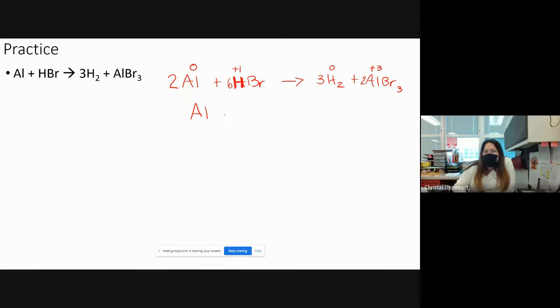I'm not skipping anymore. All right, so my aluminum is going from here. It's going to Al 3+, so it's given off 3 electrons, yes? Everybody cool with that? All right, my hydrogen then is going to pick up. It's coming over here.